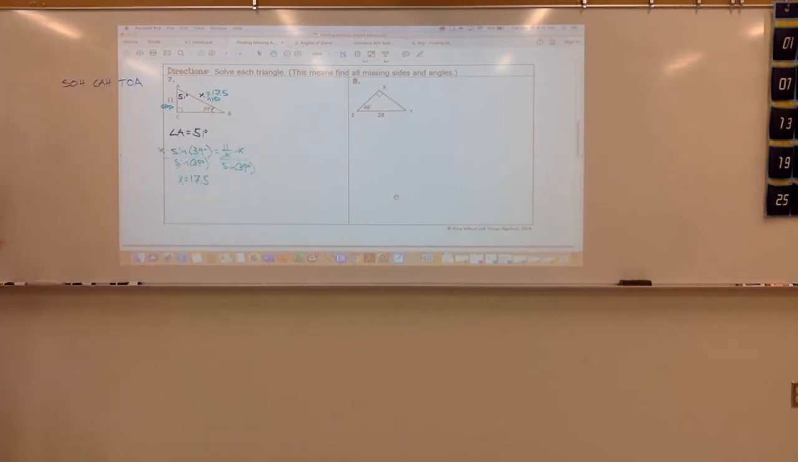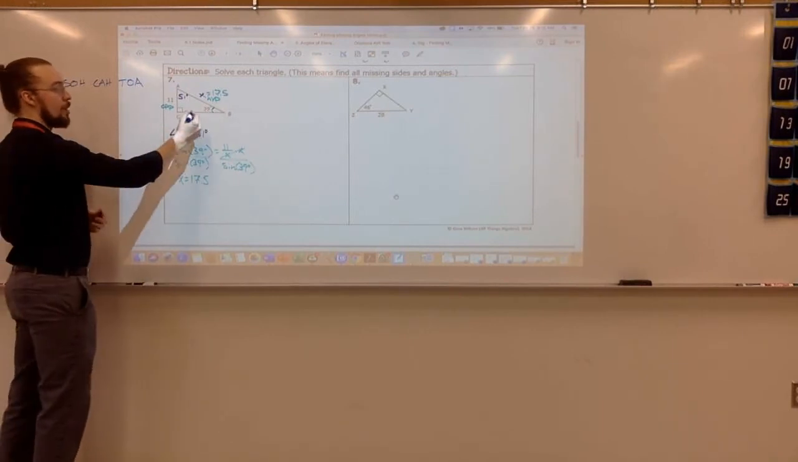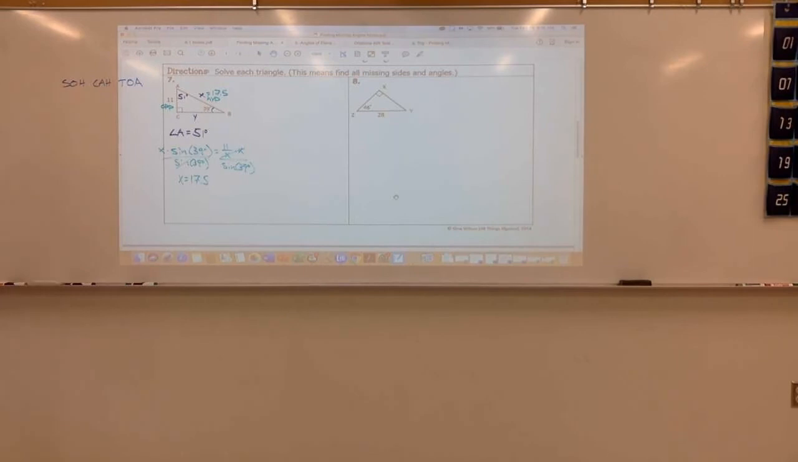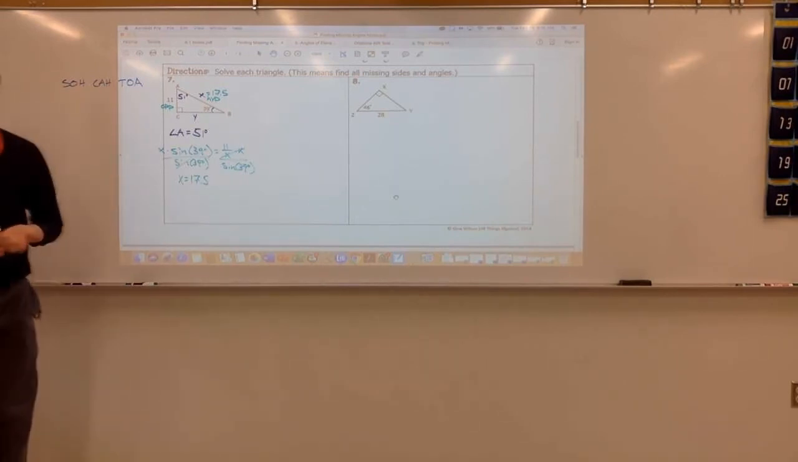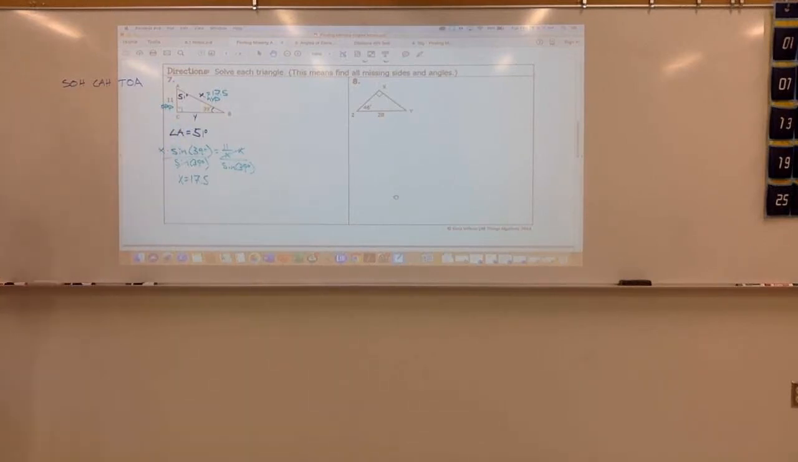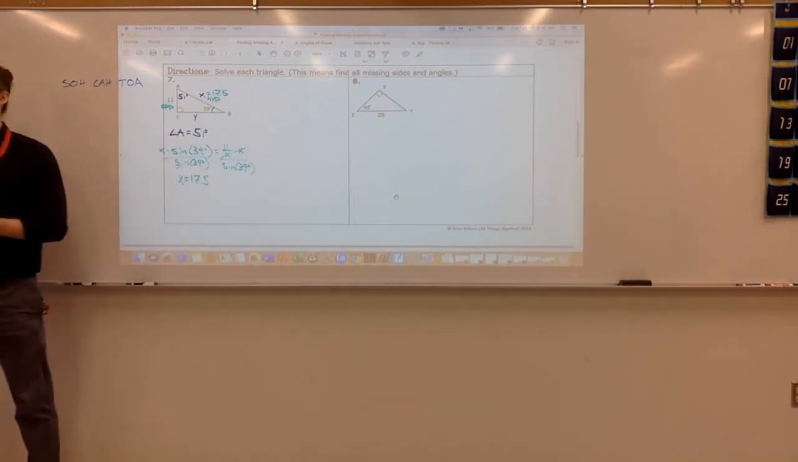So now we want to solve for this side. So I'll use a different variable. I'll call it y. And now we have options. Since I know two sides, I could use the Pythagorean theorem to solve for this third side, or we can set up another trig function. Which one do you guys want to do for this one?